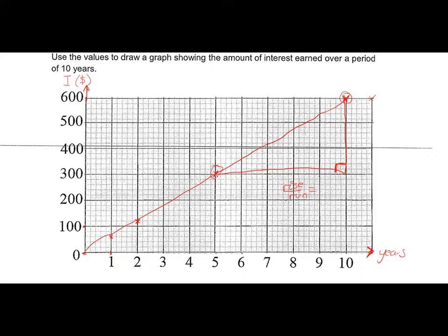The rise here is going from $300 at this point up to $600 here. So the rise is 300. The run is the change in the horizontal distance. So from 5 years here to 10 years here, we've got a total of 5 years as the difference. So the rise over the run is 300 over 5, which is $60.